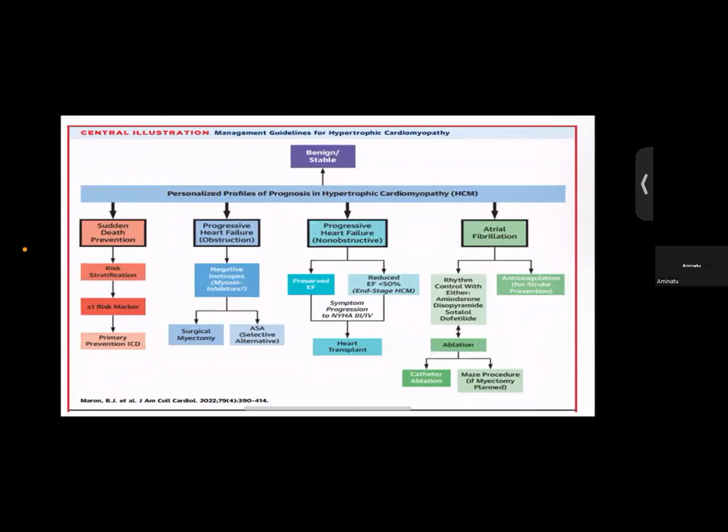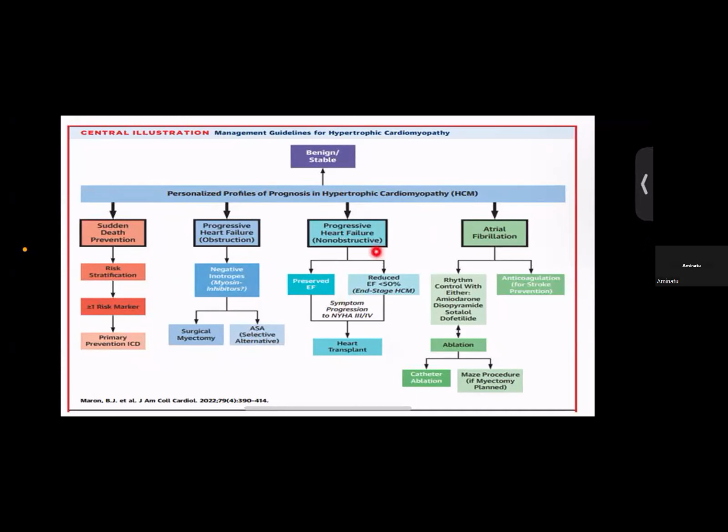These patients can present with any of these features. So to prevent any of these clinical profiles and manage each of them, we prevent sudden cardiac death. We do a risk stratification, like we mentioned earlier, and see if the patient qualifies for an ICD. For patients that have progressive heart failure with the obstructive type, mavacamten, then surgical myomectomy and alcohol septal ablation are also an option.